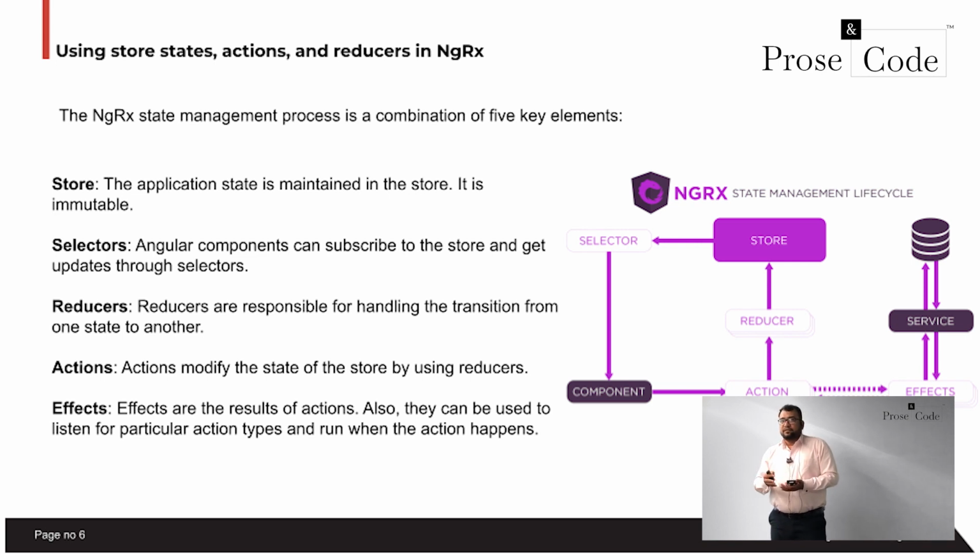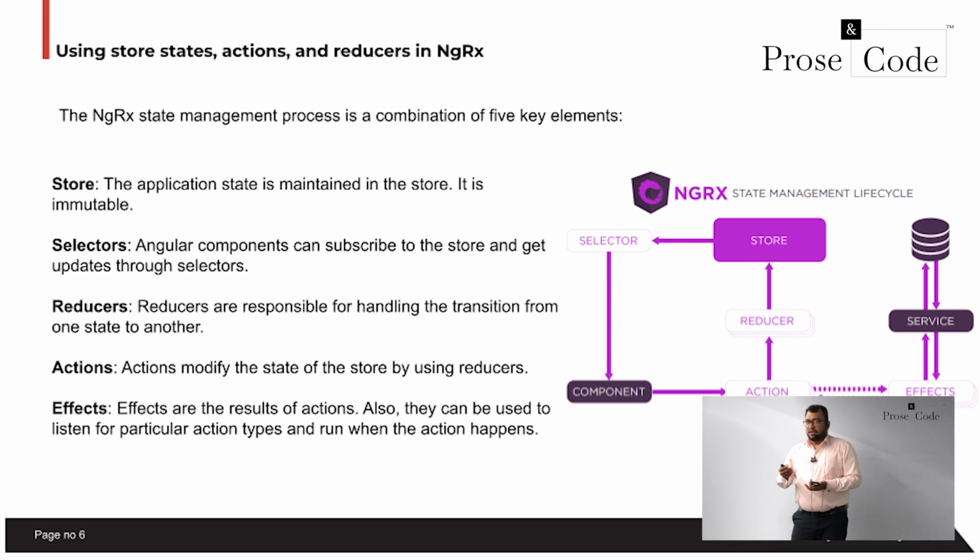There are 5 building blocks for this: store, selectors, reducers, actions, and effects. The sequence is, you cannot directly manipulate the variable of the store. All you have to do is call the actions. Action will call the reducers. Reducer will update the store. Again, to get that updated value, you have to use the selectors and subscribe to the selectors. You will get the latest value.